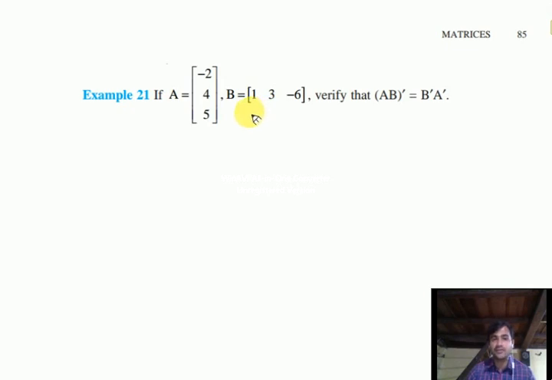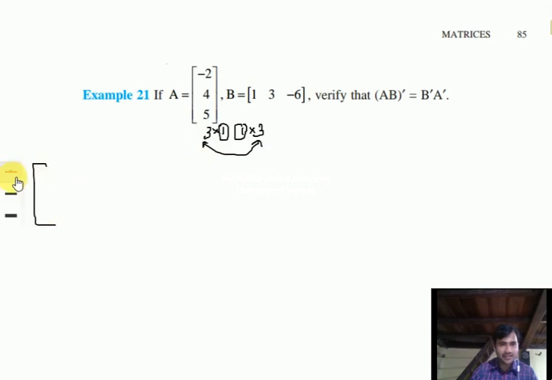But you should be careful to find this AB, because many students are confused about which order should be considered. So again the same concept. A is of order 3 cross 1 because you have 3 rows and 1 column. B is of order 1 row and 3 columns. So 1 and 1 is common, therefore the resultant will be of the order 3 cross 3. Therefore we shall consider AB, which has 9 positions.